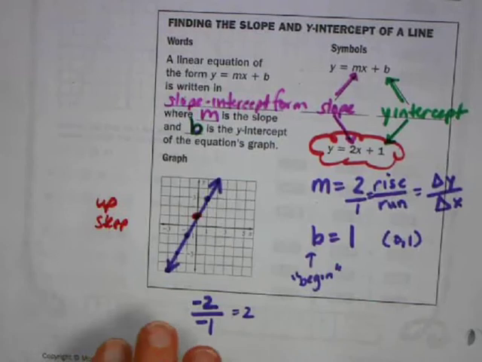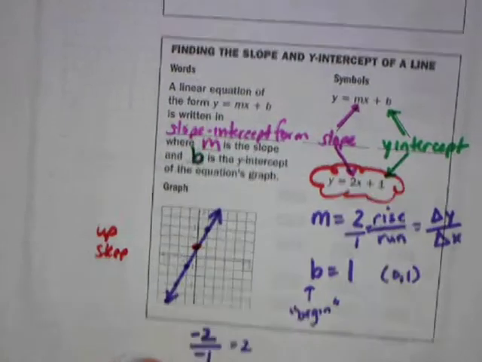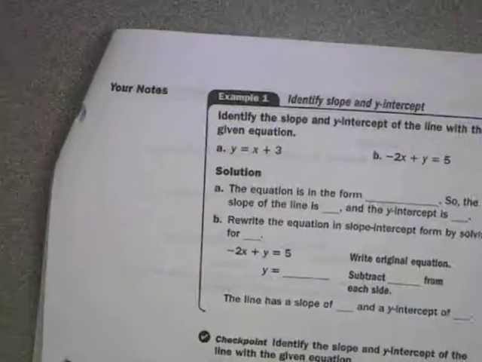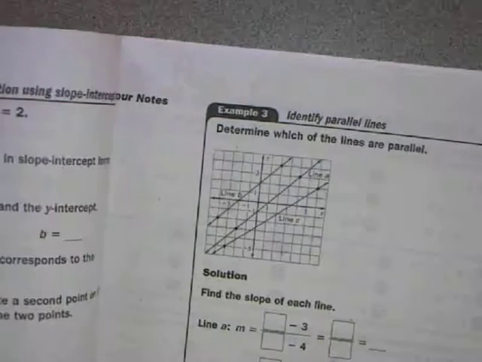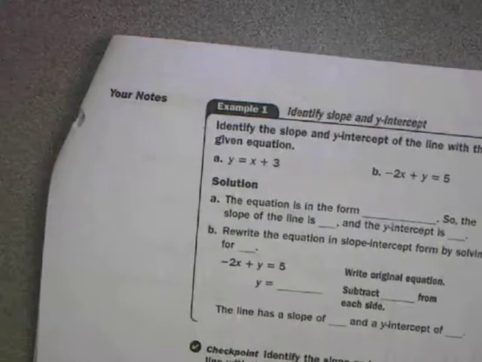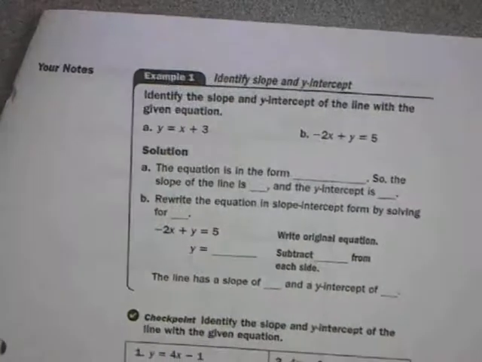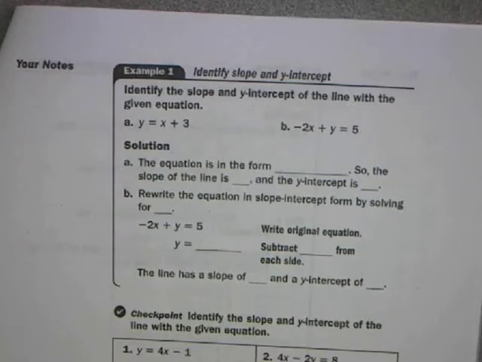You got it. Okay, so in order to do that, we're going to skip over, let's see if they got one for me. Nope, we have to solve for y on those. So we'll stay right here. We're just going to identify the slope and y-intercept on a couple of these. All right, so example 1, identify the slope and y-intercept of the line.